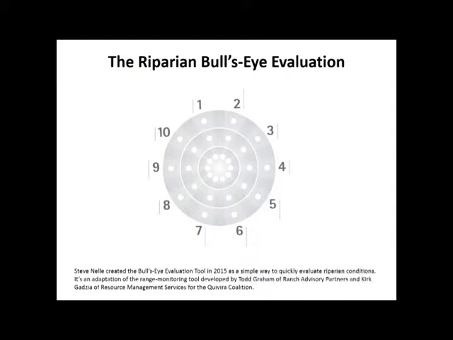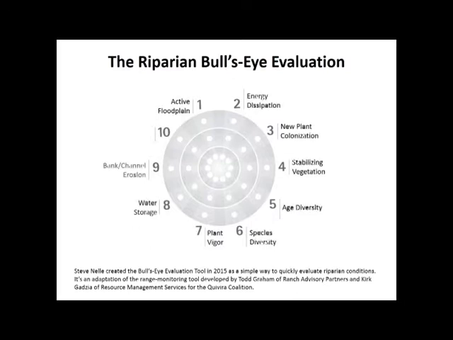Using the riparian bullseye evaluation found in the back of your Remarkable Riparian Field Guide, you can develop your eyes to see riparian areas for their function, and you can identify activities that may be hindering the natural riparian recovery process. Can you see these? Can you see the active floodplain, the energy dissipation, new plant colonization, stabilizing vegetation, age diversity? Can you see species diversity, plant vigor, water storage, bank and channel erosion, or sediment deposition?